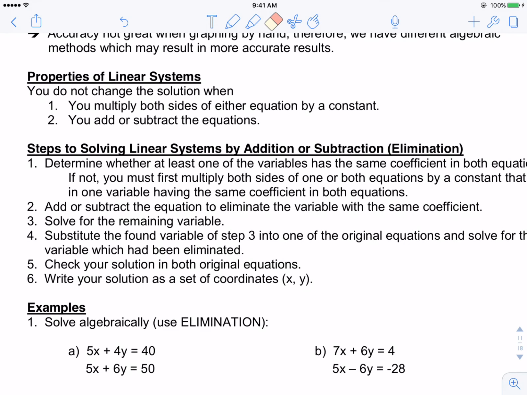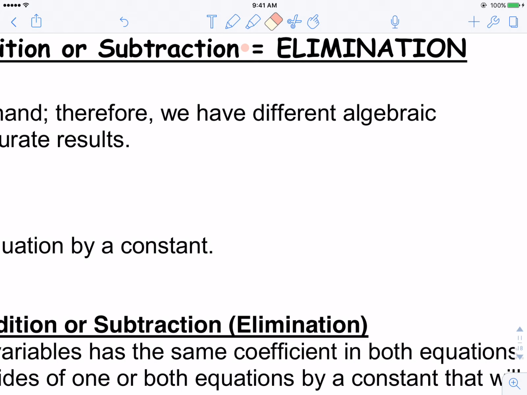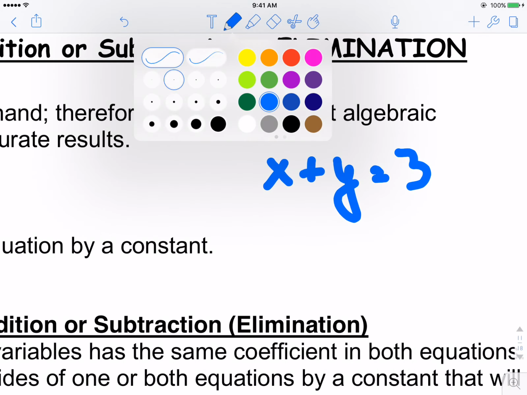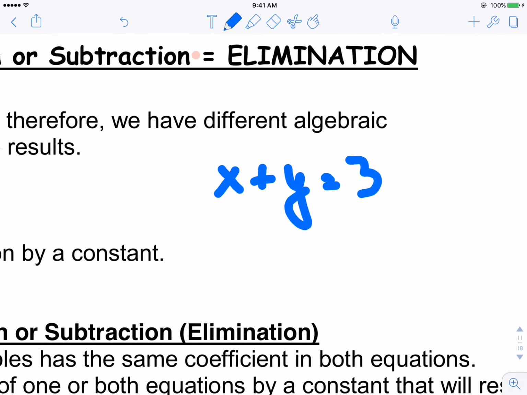Properties of linear systems. You do not change the solution when you multiply both sides of either equation by a constant. You add or subtract, and then with elimination you add or subtract the equations together. So what that means is that if I have the equation x plus y is equal to 3, and I decide to increase everything by a factor of 3, multiplying all of this by 3, I end up getting 3x plus 3y is equal to 9. I have not changed the equation at all. I've just increased everything by a factor of 3.